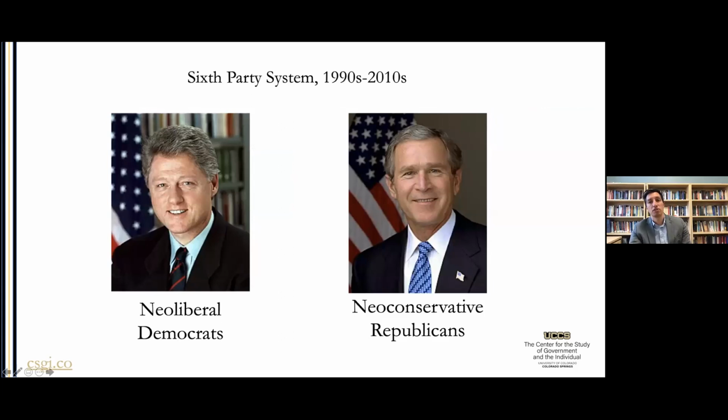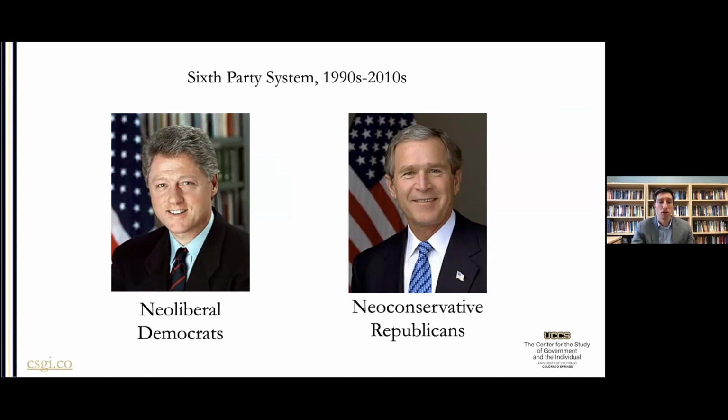So the sixth party system started after the Reagan period, and you had many Democrats move away from the Great Society and from traditional tax and spend liberalism. People like Bill Clinton called for a third way, declaring the era of big government is over, whereas many neoconservative Republicans like George W. Bush called for a compassionate conservatism that would actually expand government and increase government spending.